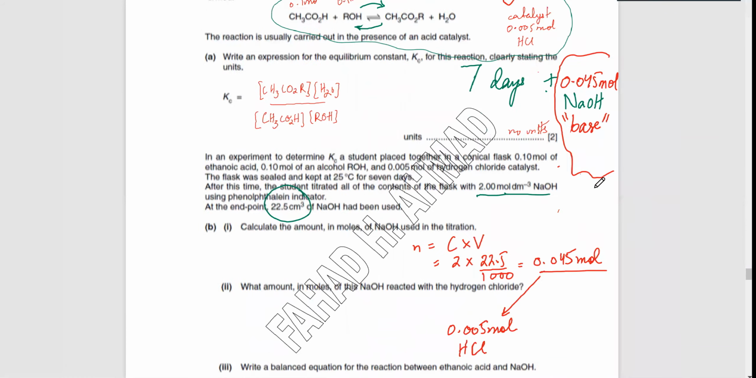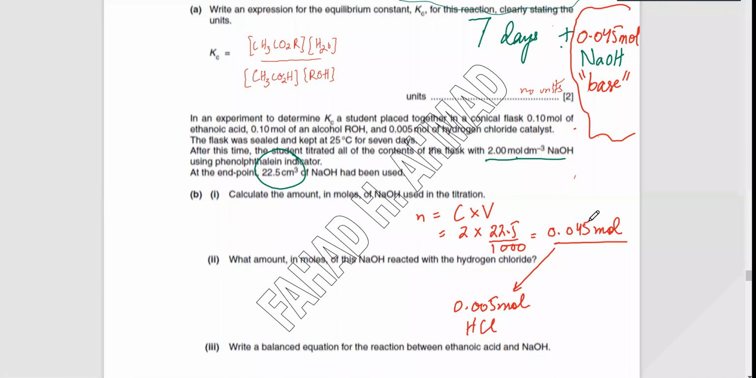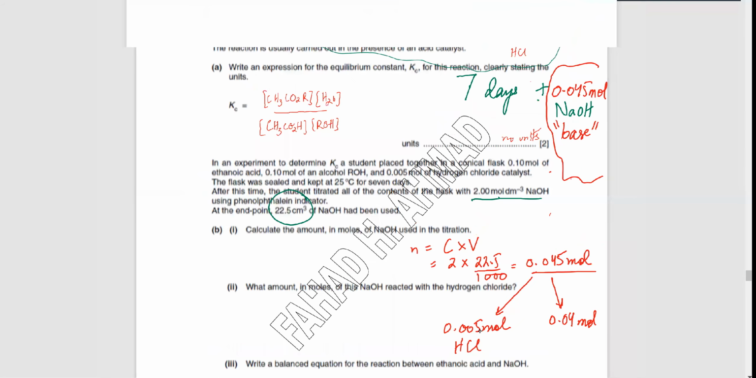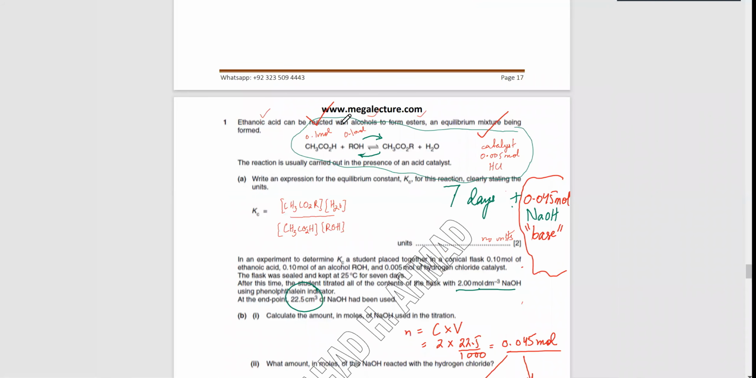So if I added a total of 0.045 moles, 0.005 moles have reacted with HCl. So what is left? 0.04 moles. So what are they reacting with? I mean, they must be reacting with this other acid, which is ethanoic acid.